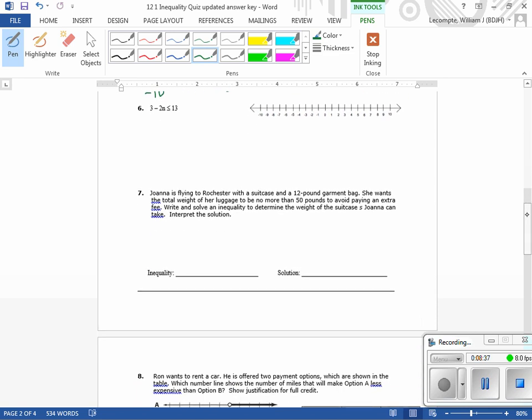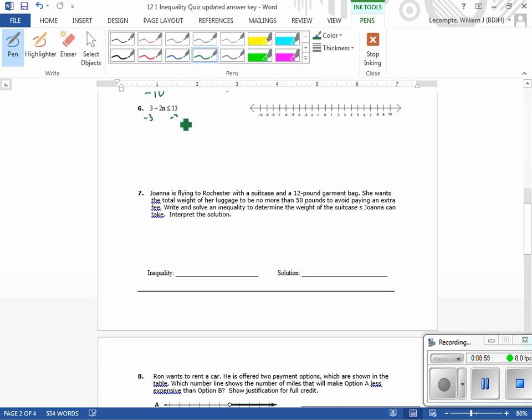Number 6, a lot of kids made the mistake of adding 3 to both sides because they saw this negative right here. And I think because they saw that negative there, they assumed that that 3 was negative. And that is not the case. That is a positive 3, and it's not attached to the variable, so we got to get rid of it first.